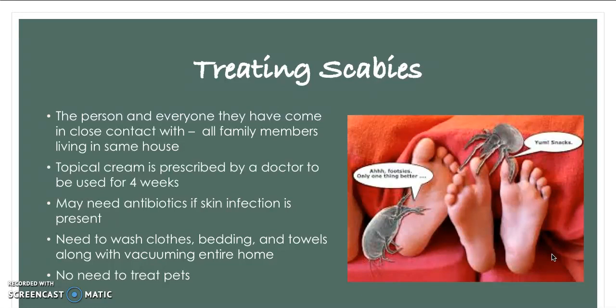You may need antibiotics as well if you have the sores on your skin and you break them open. You may need antibiotics to help treat the infection that's going on as well. You're going to need to wash all clothing, bedding, towels, everything in the home, all linen products, and then vacuuming everywhere. Every part of your home, you're going to need to vacuum. And there's no need to treat pets as they don't carry it.